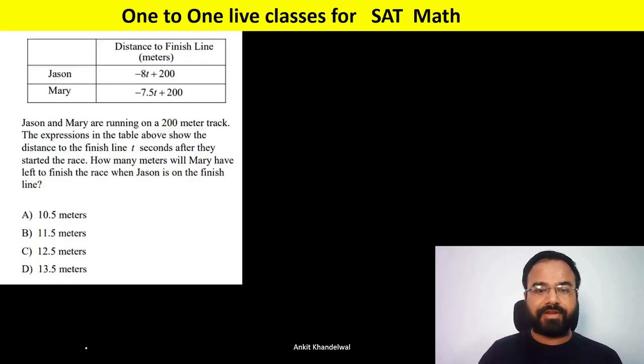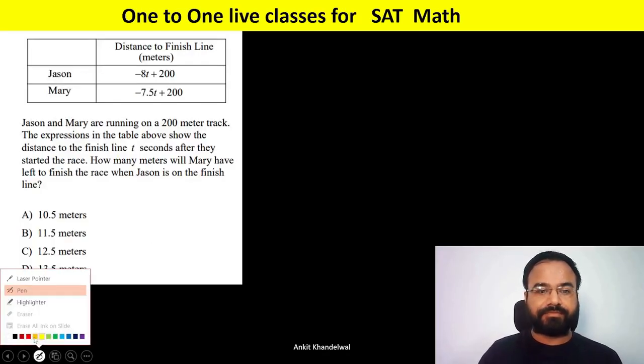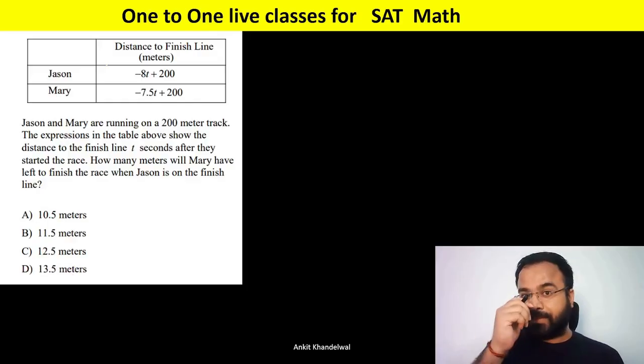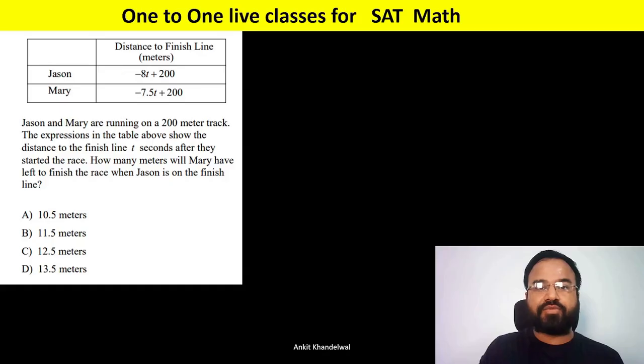So let's see one question on this. This question says Jason and Mary are the two persons. Distance to finish line is this. So this is the distance in terms of T.